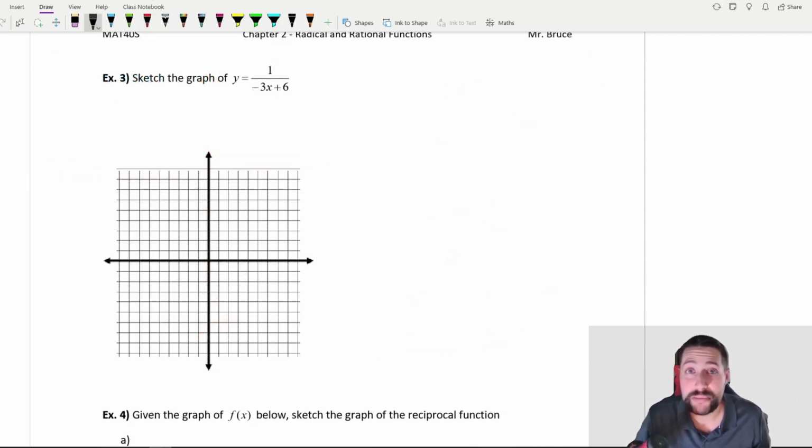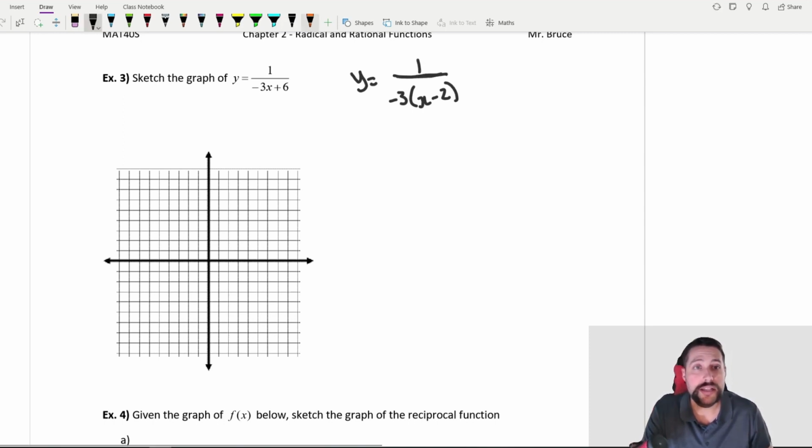Moving on to example number 3, we have to sketch the graph of y equals 1 over -3x plus 6. In this case, everything is in the denominator right now, so let's factor that first. Then we can decide how this graph is moving or if it's being stretched or not. So let's rewrite this as y equals, and when we factor the denominator, it's 1 over -3, x minus 2. That is how our particular graph looks.